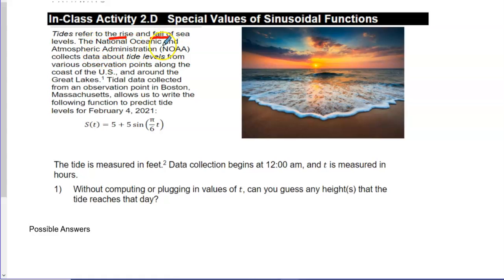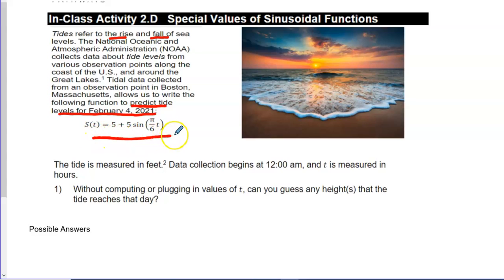The National Oceanic and Atmospheric Administration collects data about tide levels from various observation points along the coast of the US and around the Great Lakes. Tidal data collected from an observation point in Boston, Massachusetts, allows us to write the following functions to predict the tide levels of February 4, 2021.